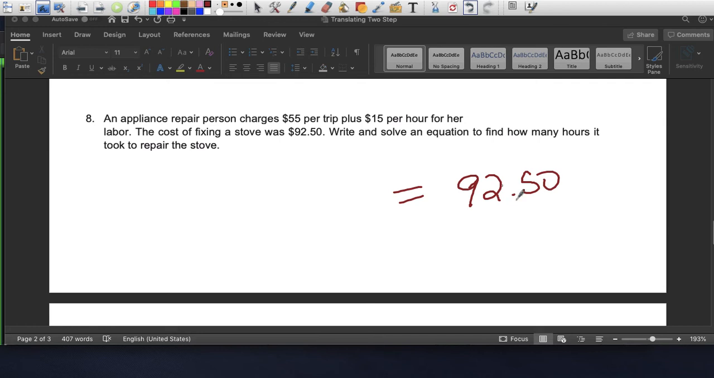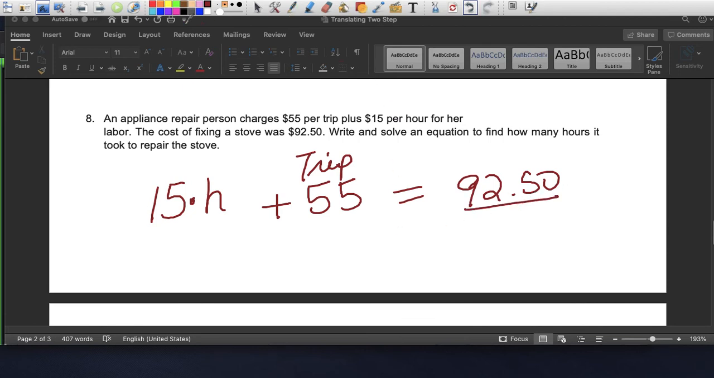So how many hours does she actually work there to repair the stove? If you end up paying her $92.50, how many hours does she work for you? Well, the $92.50 that you paid her was made up of what? Well, it was made up for sure of $55. This includes the trip for her to get to your place. Plus, what else did you pay her for? Well, she also worked. You also paid her $15 per hour, right? That's my equation. $15 per however many hours she worked, plus $55 for the trip to get to your house, equals this, which was the total that you paid her.